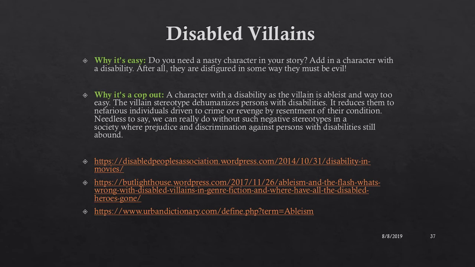The villain stereotype dehumanizes persons with disabilities. It reduces them to nefarious individuals driven to crime or revenge by resentment of their condition. Needless to say, we can really do without such negative stereotypes in a society where prejudice and discrimination against persons with a disability is still abound. And so I have some links here. If you don't know what ableism is, if you don't understand how it manifests in entertainment and popular culture, then go explore these links.